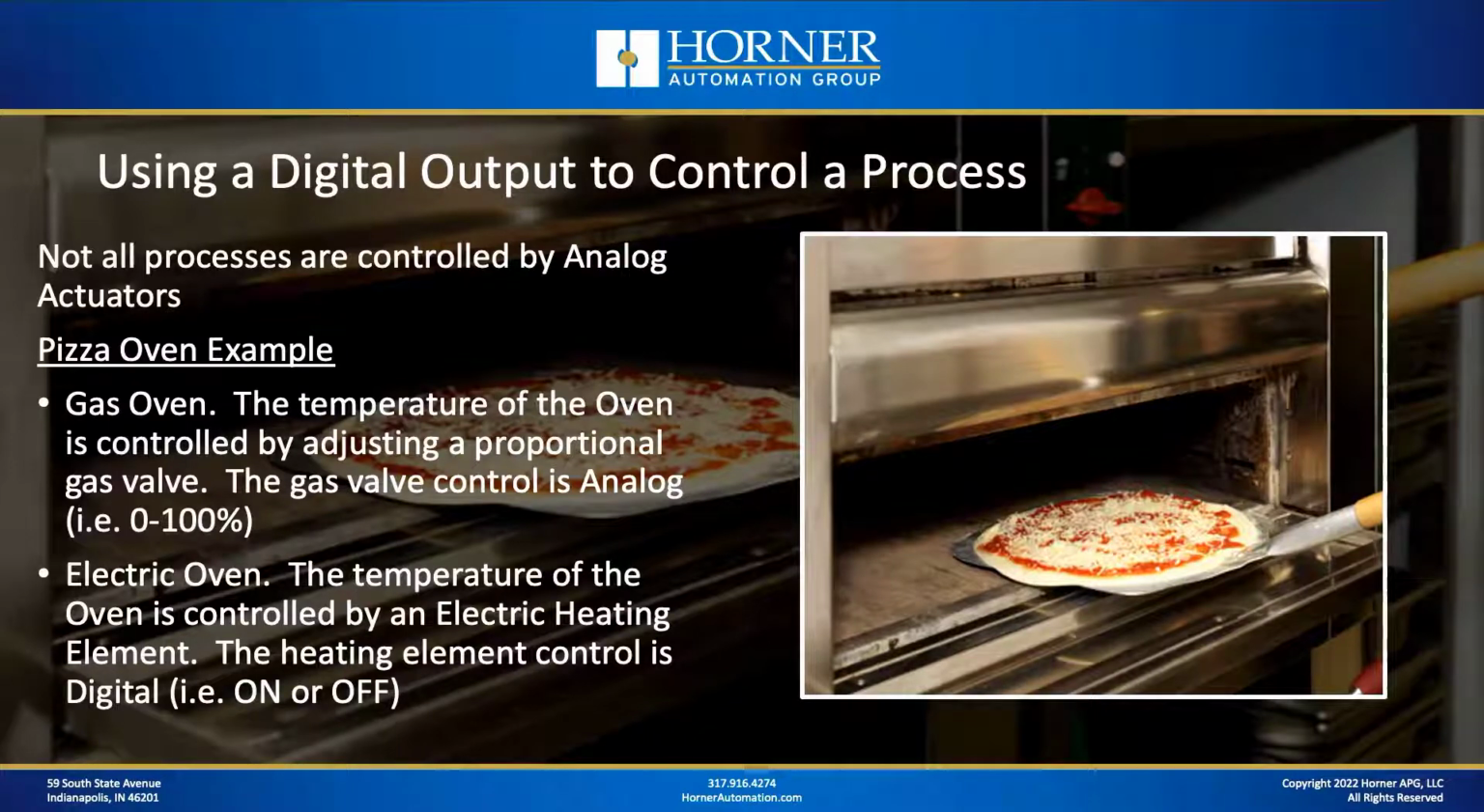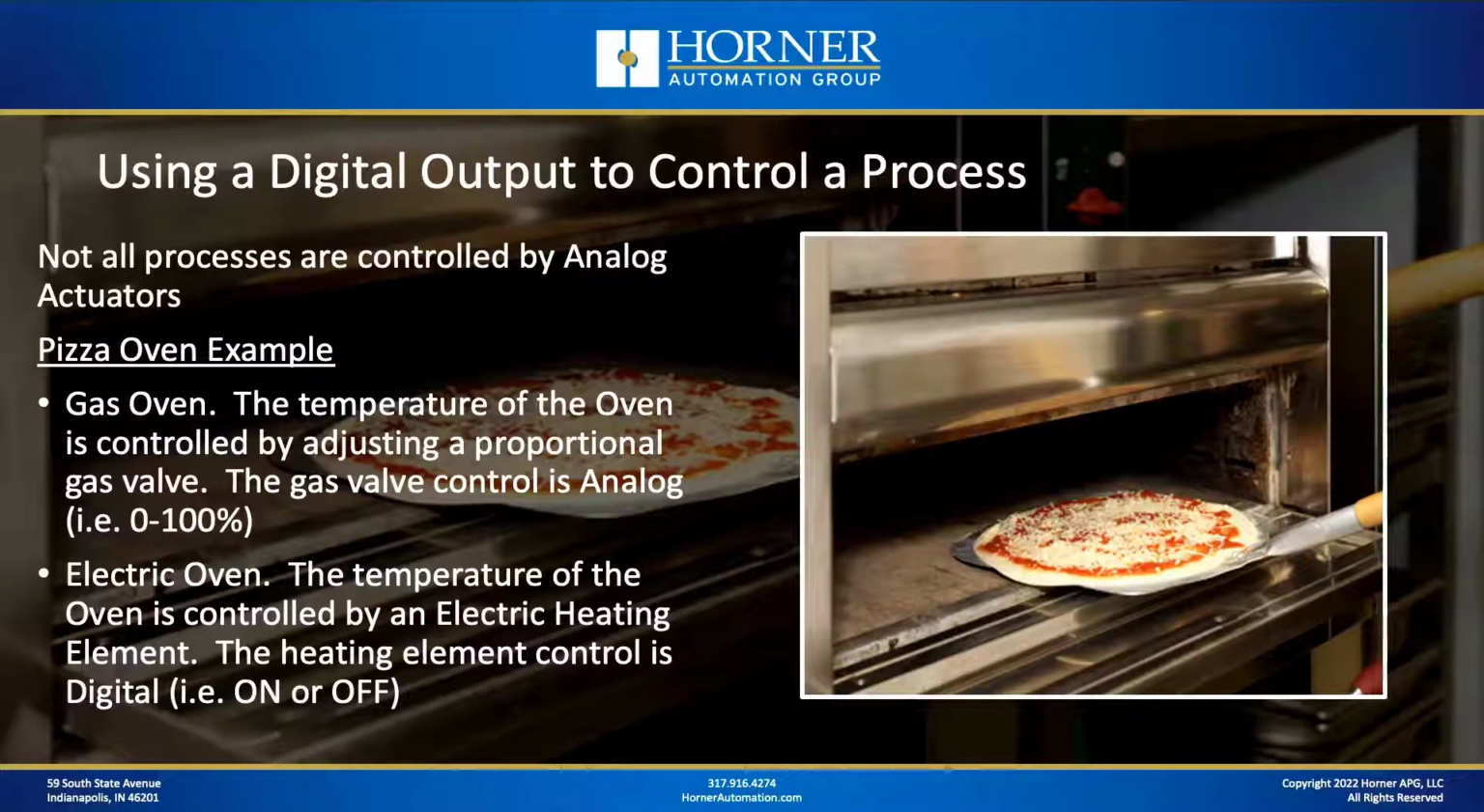In this scenario, obviously we're going to want to control the temperature of the oven. With a gas oven, we're going to vary the amount of gas being provided to the burner in order to impact the temperature of the oven. To do that, we're going to adjust a proportional gas valve, which can be adjusted from 0 to 100%. So that's definitely an analog actuator that we'll be adjusting in the case of a gas pizza oven.